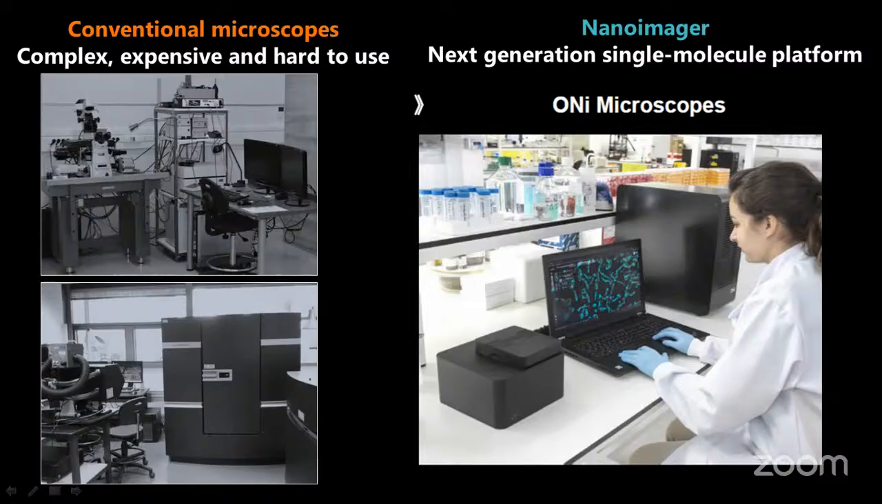You need a complete room infrastructure. You need dedicated manpower to get trained on the system, and so you need a dark room facility. You need a vibration-free table. There's so much infrastructure cost involved to set up a microscope. But now you can just put this microscope on a bench and you're good to go.